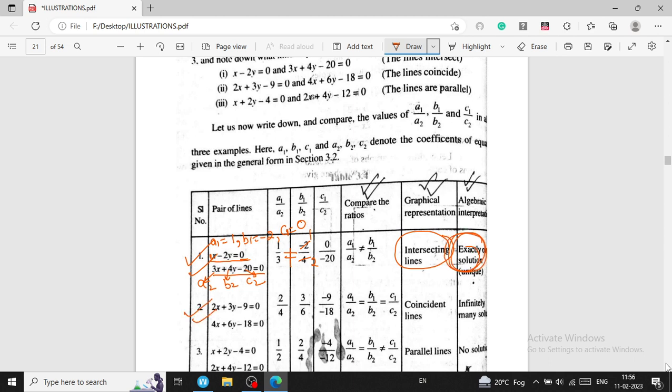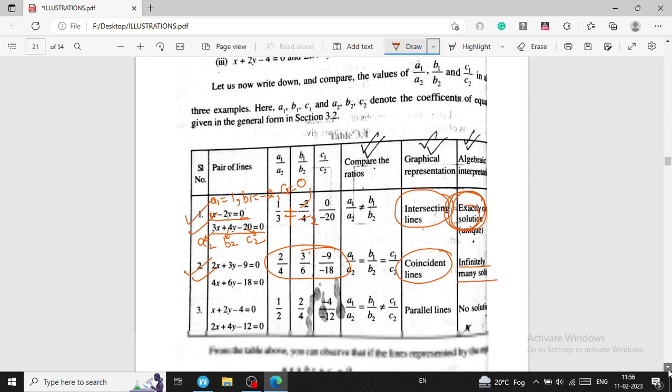From the second equation, we find that all the numerators and denominators are equal. So we can compare the ratios: a1 over a2 is equal to b1 over b2 is equal to c1 over c2, and in graphical form these are coincident lines, and there are infinitely many solutions. We can say it has many solutions.